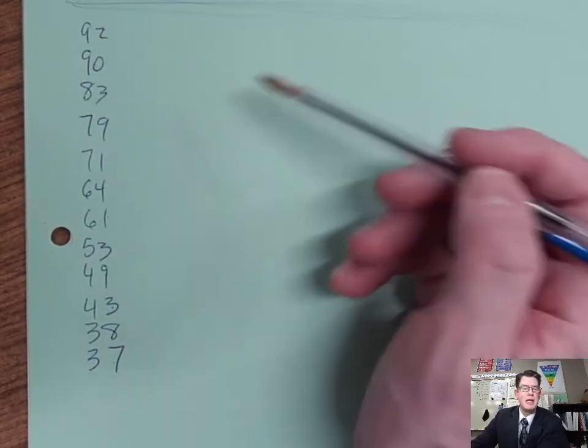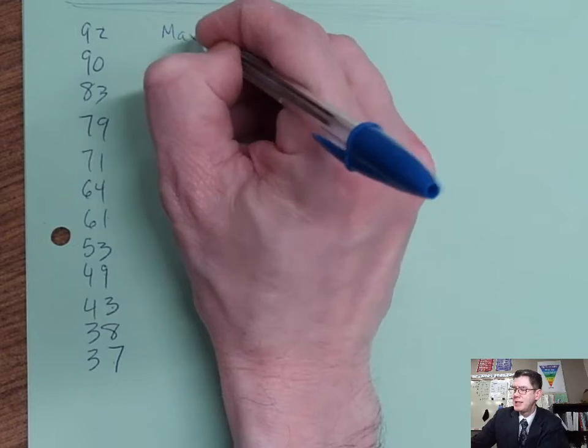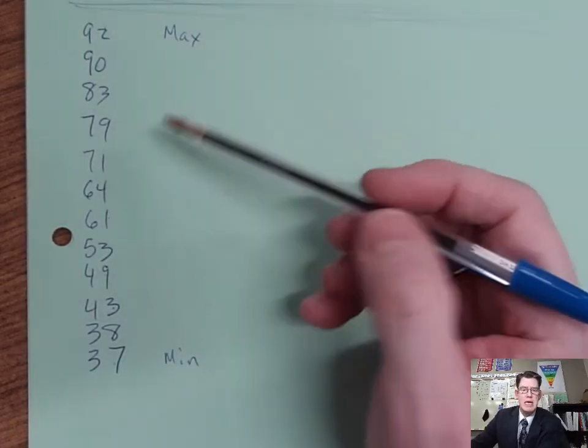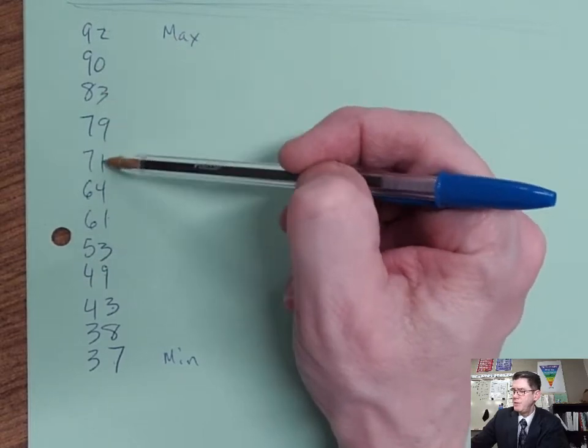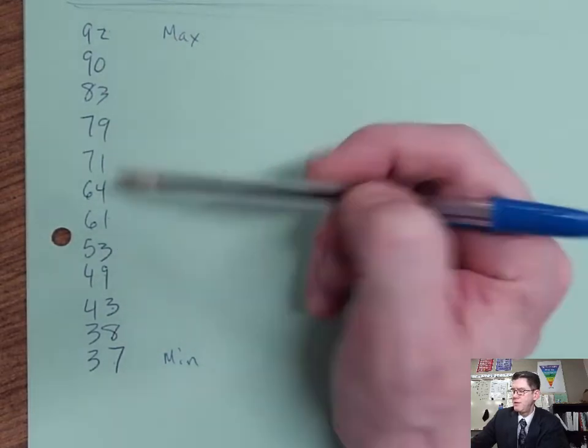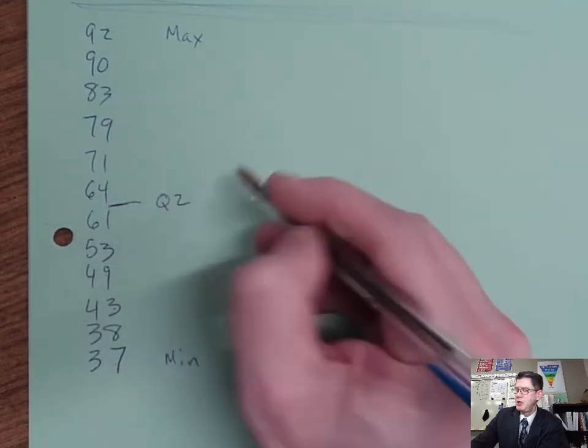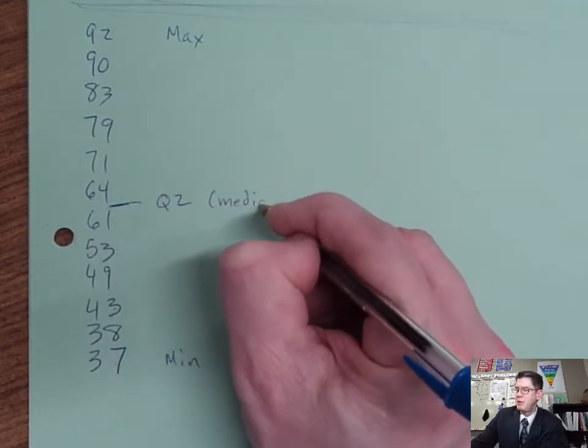Now I find these numbers, these quartiles. I know that that's the maximum number. I know that this is the minimum number. Where's the median? 1, 2, 3, 4, 5, 6. 1, 2, 3, 4, 5, 6. So right here, this is the Q2 that we've mentioned. It's the median, the number in the middle.